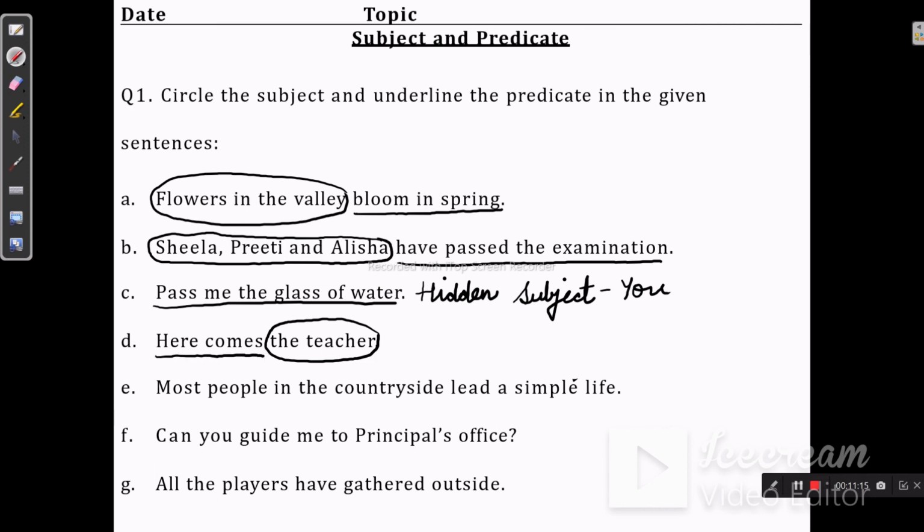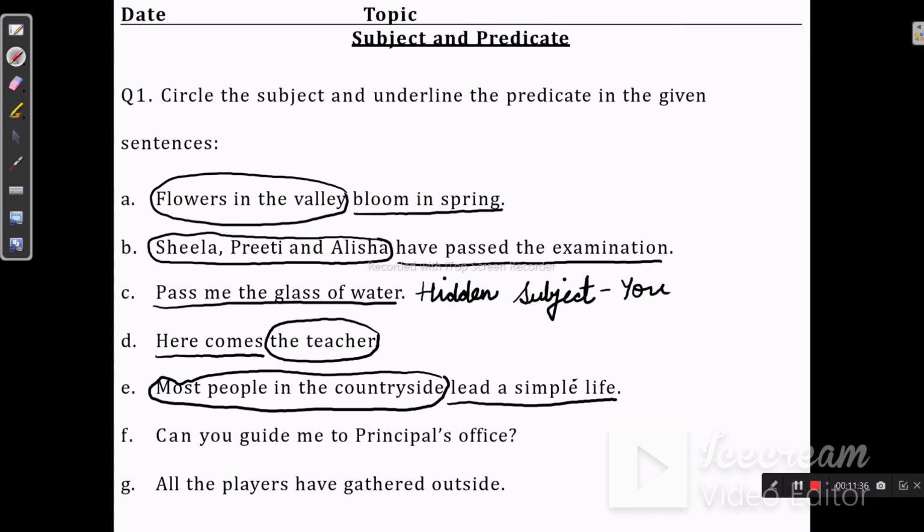E part. Most people in the countryside lead a simple life. So who lead a simple life? Most people in the countryside is the subject. What do they do? They lead a simple life. So this is information which is given about most people in the countryside. So lead a simple life is the predicate.